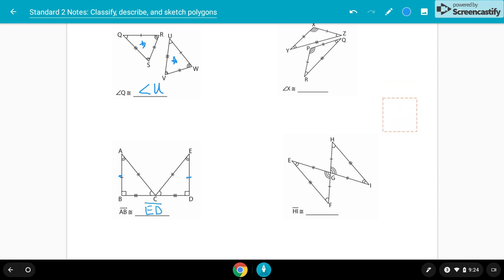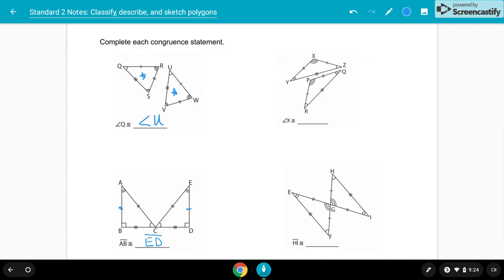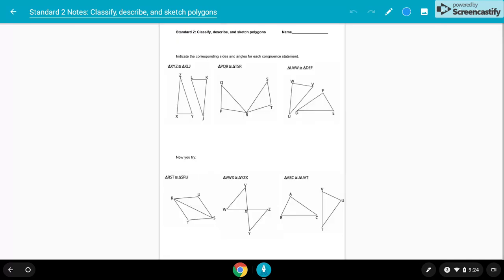I want you to try these two on your own, and I will check that when you're done with this learning target. Please be checking your answers at the end of each learning target so it doesn't take forever to check your whole packet. Okay. This is where things get fun.